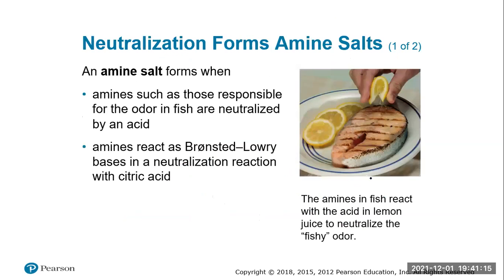amine salt, I'm sorry. An amine salt is formed when the amines, such as those responsible for the odor, bad, but the odor that you sometimes see in fishes, are neutralized by acids. Amines react as Bronsted-Lowry bases to neutralize the reaction. So let's take a look at those a little bit closer here.